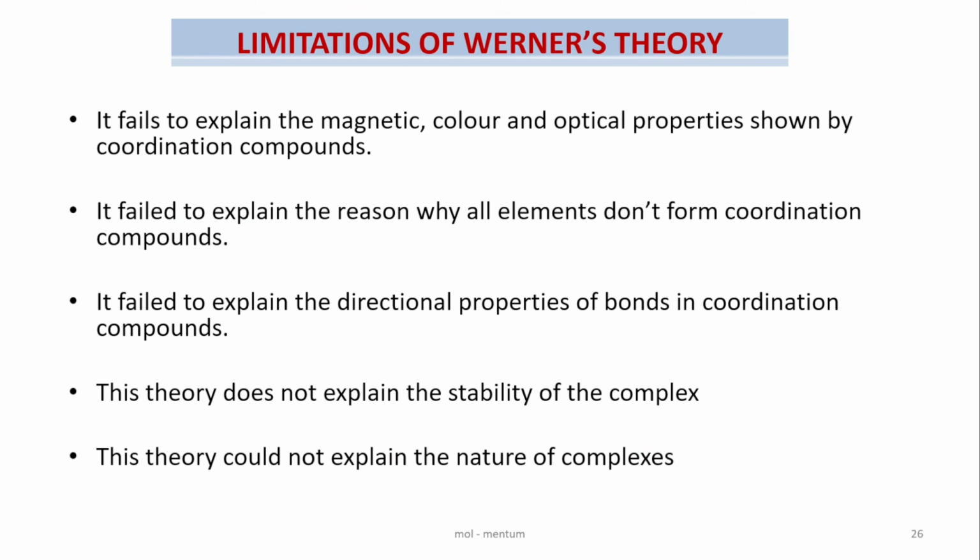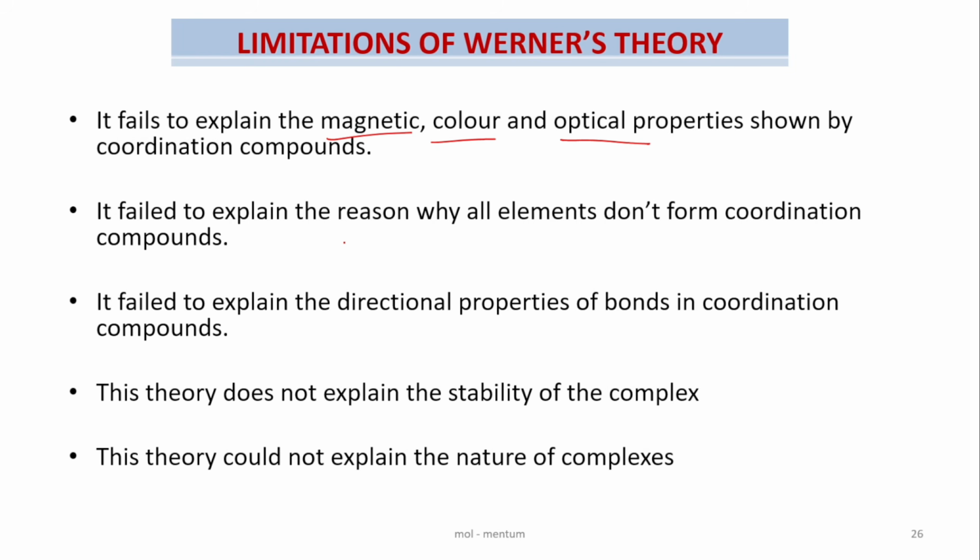Now, there were several limitations of Werner's theory. The first one is it fails to explain the magnetic character, meaning whether the compound is paramagnetic or diamagnetic. It has no idea about where the color is coming from, and the optical properties, like the dextrorotatory nature, levorotatory nature, or the chirality. So Werner's theory is unable to explain these points.